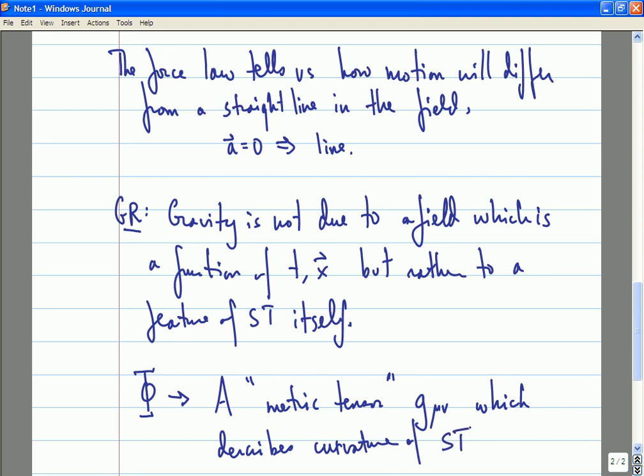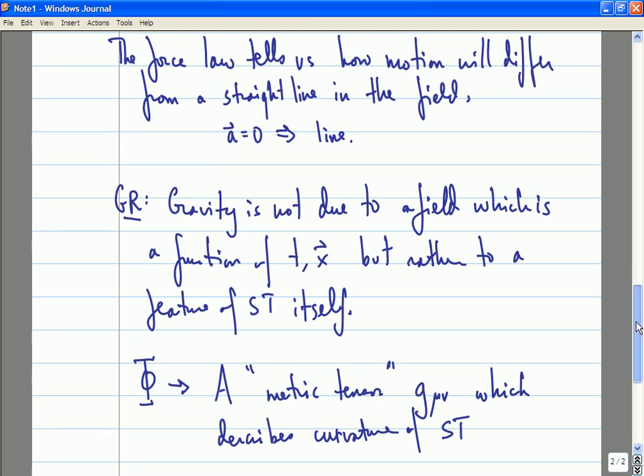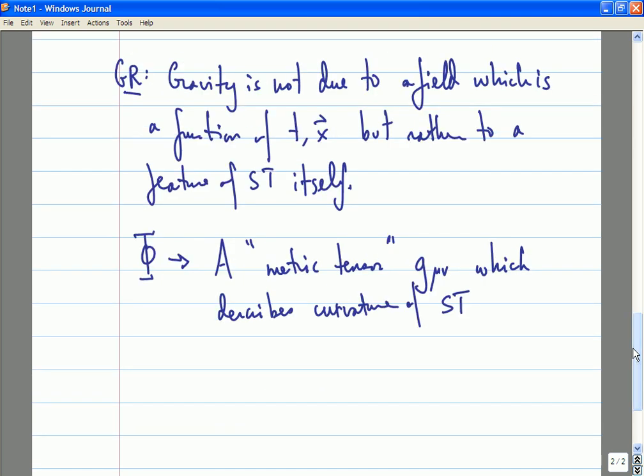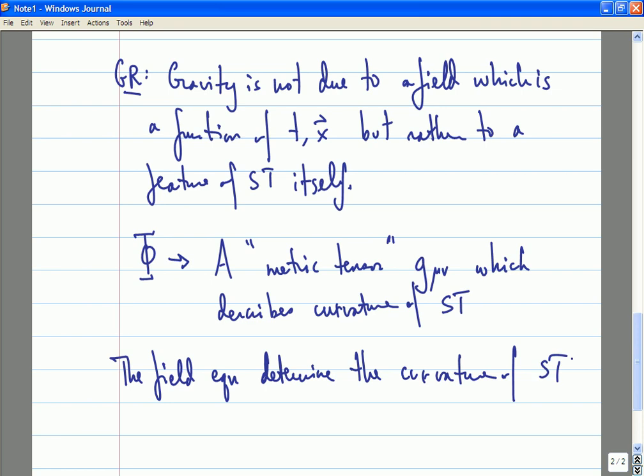And there is a field equation, just like for the other field theories of classical physics. The field equation allows you to determine the curvature of space in terms of whatever sources are present. So it tells you that if you have matter present, then space-time will curve in response to that matter.